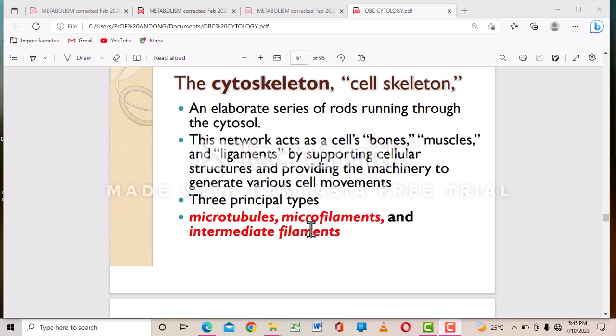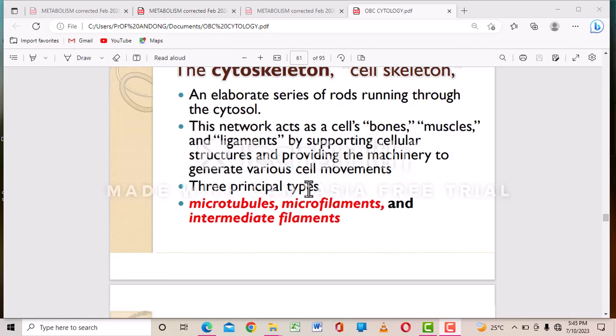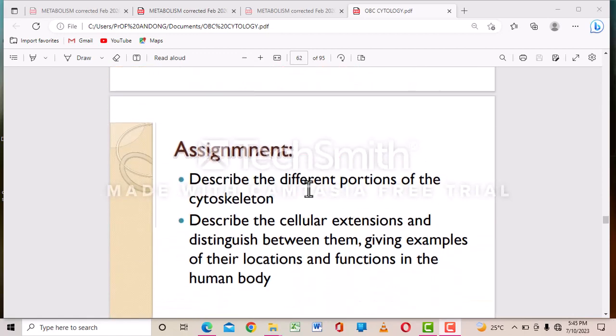Now, the major function of the cytoskeleton, like we have said, is to maintain the architecture of the cell. They also help in cell movement, like the movement of cell organelles. The movement of cell organelles within the cell is seen during cell division. Now, this is an assignment: describe the different portions of the cytoskeleton, describe the cellular extensions, distinguishing between them, and give examples of their location and function in the human body.